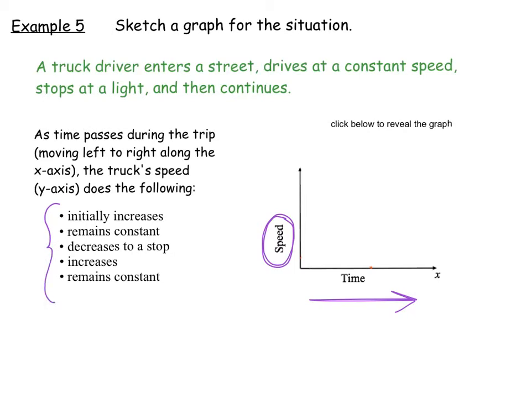He enters the street. Initially, he increases in speed, so his speed over time goes up. He wasn't at a dead stop, though, because he had to turn onto the street, so it's going to go up a little on the side, and then his speed increases. Next, step 2, it remains constant, and then it decreases to a stop. Speed is at 0. Next, he increases from that stop sign, and then he remains at a constant speed. And remember, whenever you see the word constant, it's going to be a horizontal line.